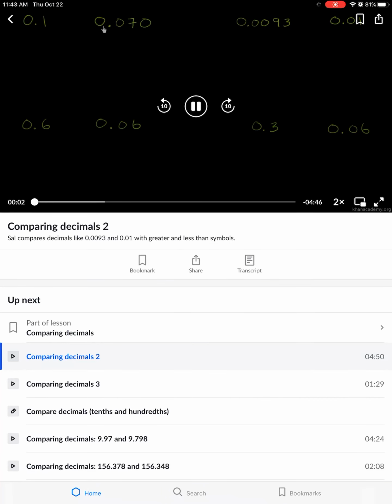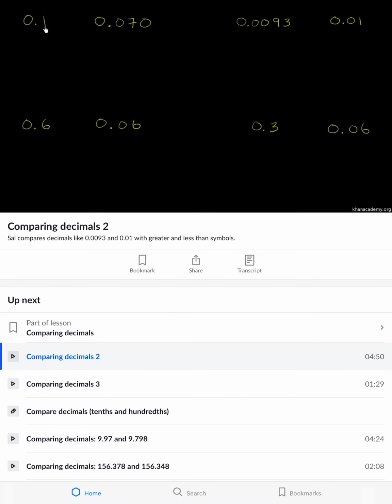Let's compare 0.1 to 0.070. So this 1 right over here is in the tenths place, so it literally represents 1 times 1/10, which is obviously the same thing as 1/10.